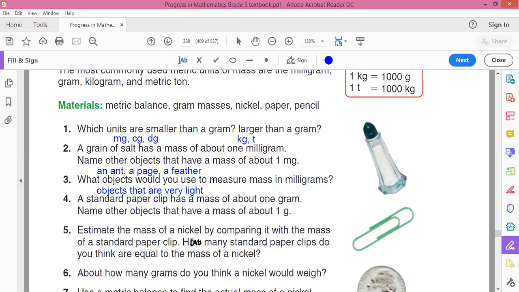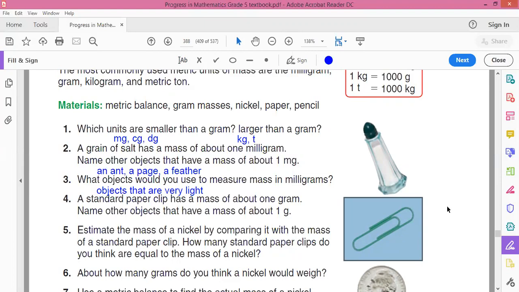Okay, next one, tell me. Who will read the question? Mishari, read question number 4. A standard paper clip has a mass of about 1 gram. Name other objects that have a mass of about 1 gram. Can you see the paper clip on the right side? Yes, its mass is about 1 gram. Tell me any other object whose mass is about 1 gram.